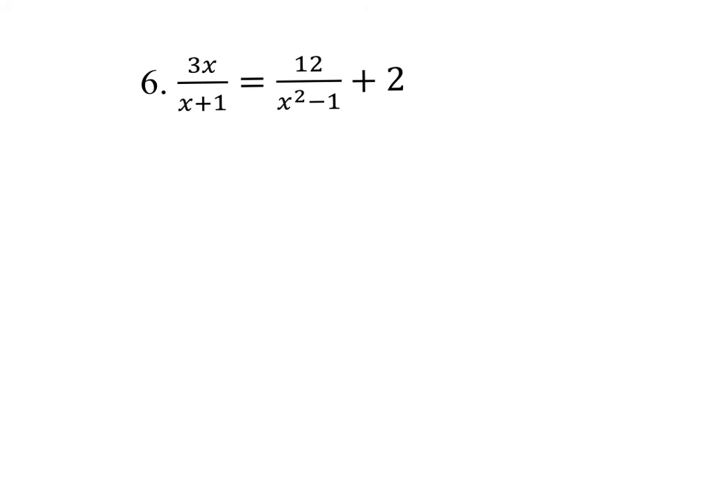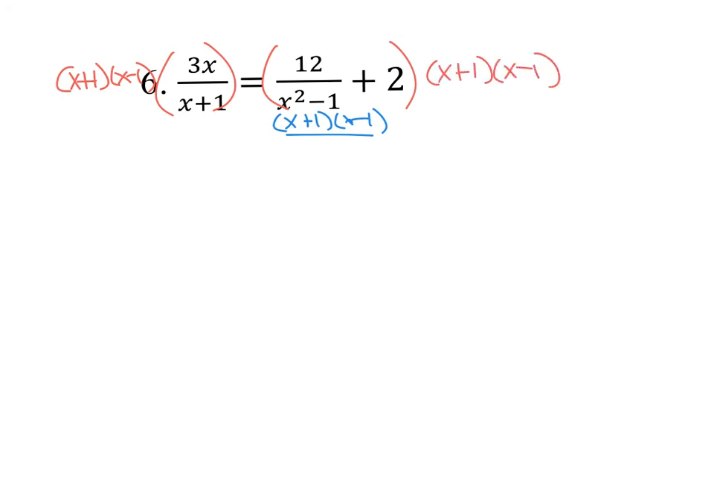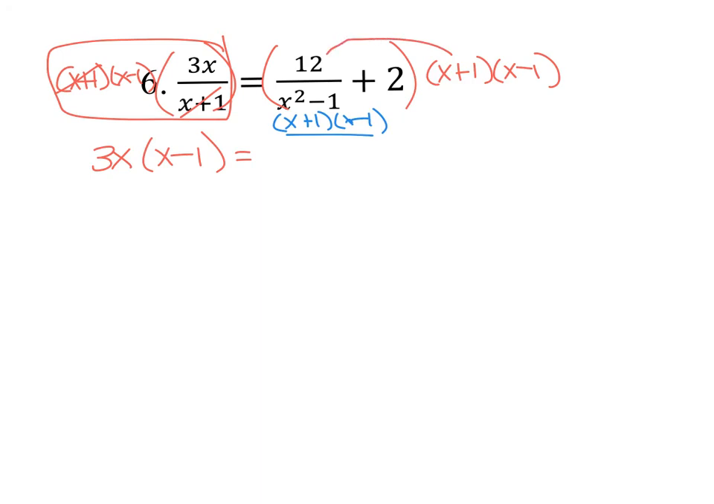So if I factor this one, I have x plus 1, x minus 1. So obviously my common denominator is this. So I'm going to multiply both sides by x plus 1, x minus 1, and this whole term by x plus 1, x minus 1. So if I look at this first term, my x plus 1's are going to cancel out. I'm left with 3x and x minus 1. Now I have to distribute both of those here and both of them here. So if I distribute x plus 1, x minus 1 to x squared minus 1, they're going to cancel each other out. So I'm left with just 12.